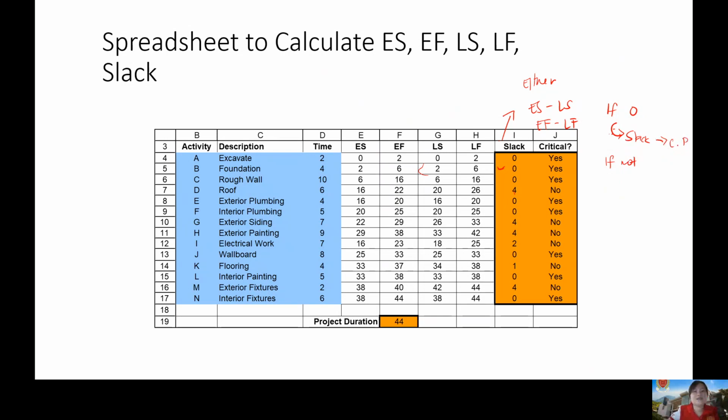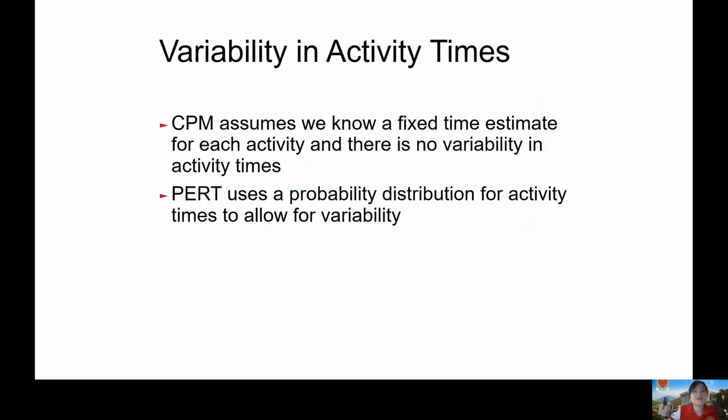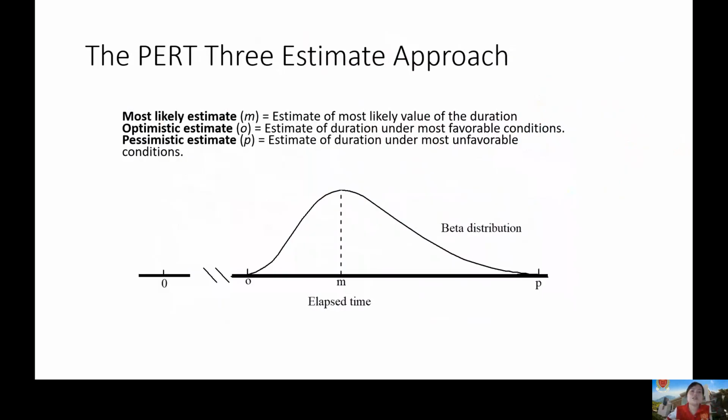Variability in activity times. So, CPM assumes we know a fixed time estimate for each activity and there is no variability in the activity time. So, PERT uses a probability distribution for activity times to allow variability. So, we have 3 estimates for if in case hindi sure. Kasi we understand na minsan yung mga projects nyo, estimate lang din. Okay, so hihingan nyo sila, si boss, or hihingan nyo yung project manager ng tatlong estimate ng time.